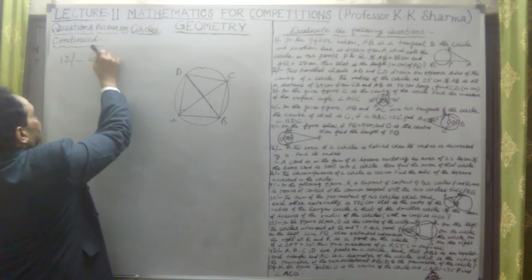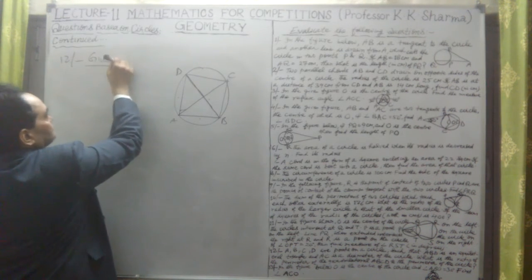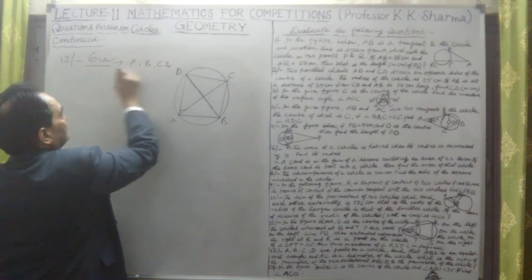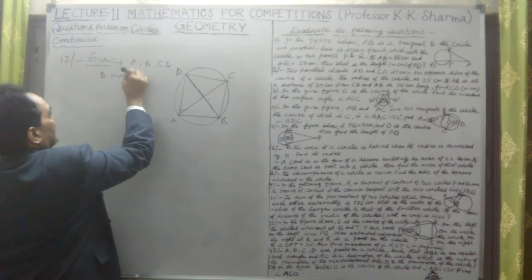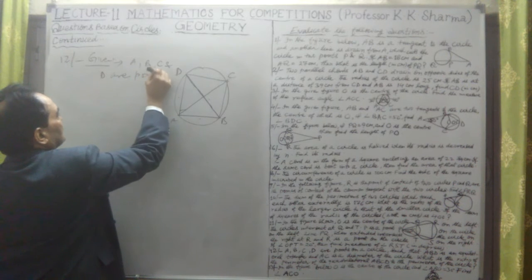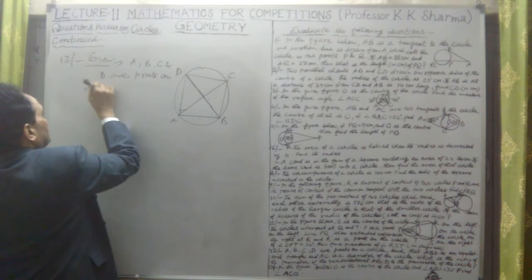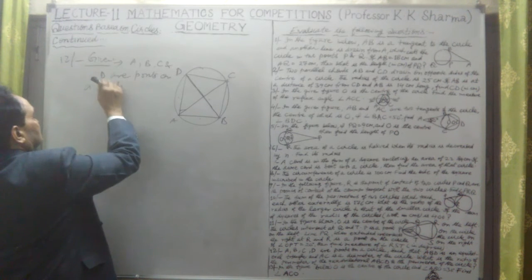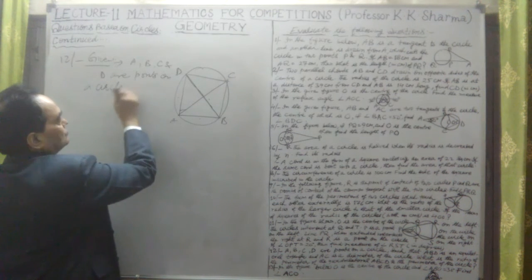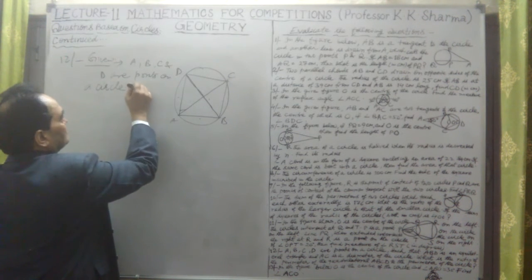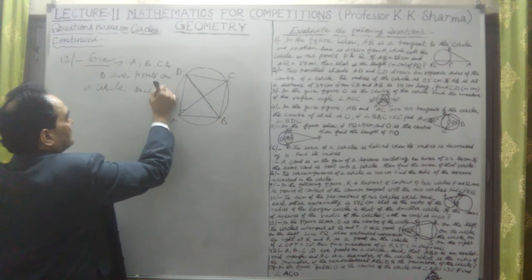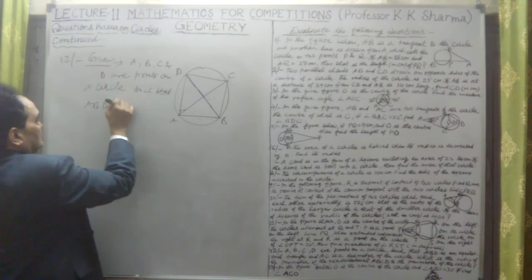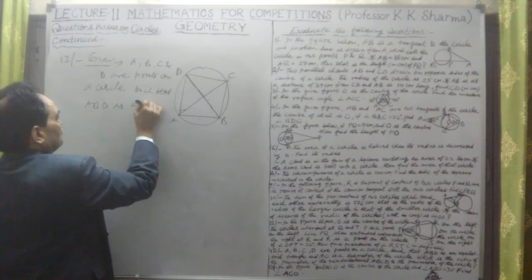Okay. So what is given to us? Let me write here. Given: A, B, C and D are points on a circle such that ABD is an equilateral triangle.